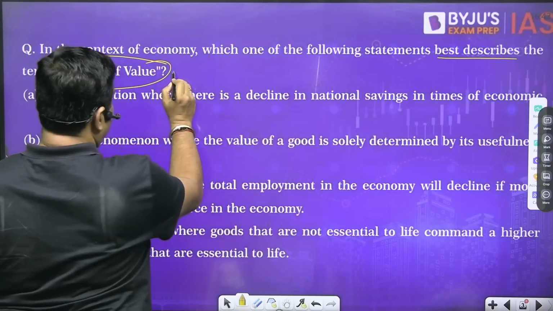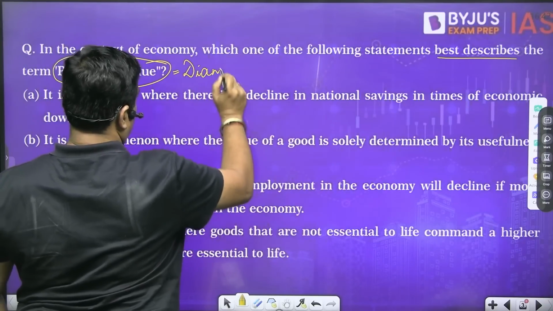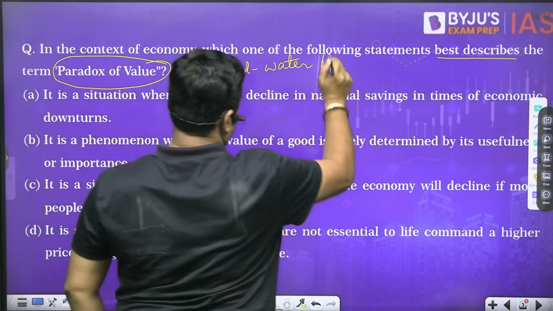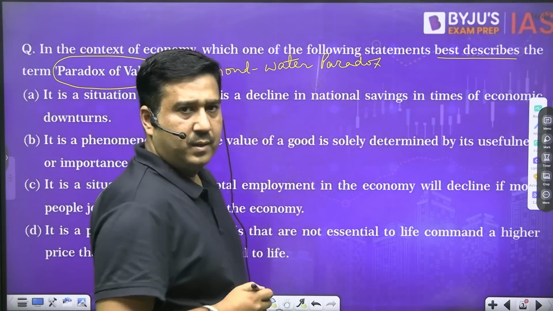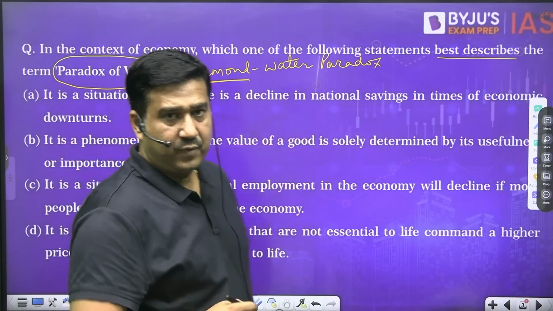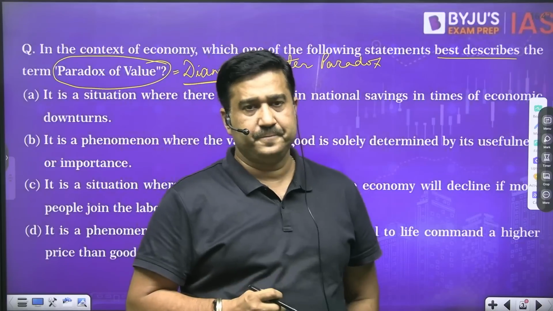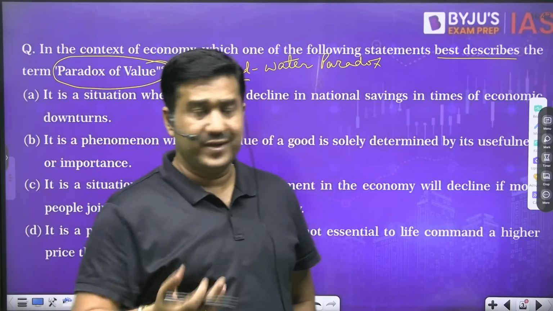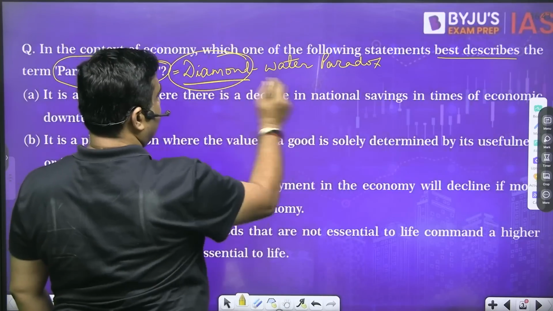This paradox of value is also known as diamond water paradox. This paradox says diamond is not important for our life. For the survival of our life, diamond is not important. Without diamond also, we can survive. On the other hand, water is essential, without which we cannot survive. But in actuality, diamond is costly and water is cheap.